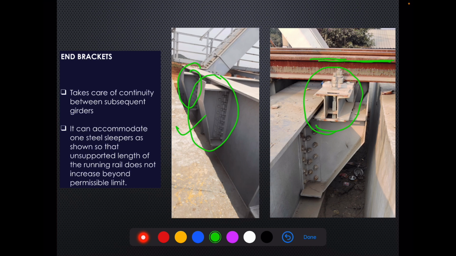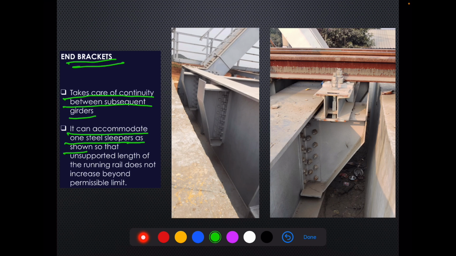End brackets are very important from the understanding point of view. End brackets take care of continuity between subsequent girders. It can accommodate one steel sleeper as shown here. This is one steel sleeper so that the unsupported length of the running rail does not increase beyond the permissible limit. I hope our discussion has made it clear how the end brackets are provided, what their functions are, and why they are so important.